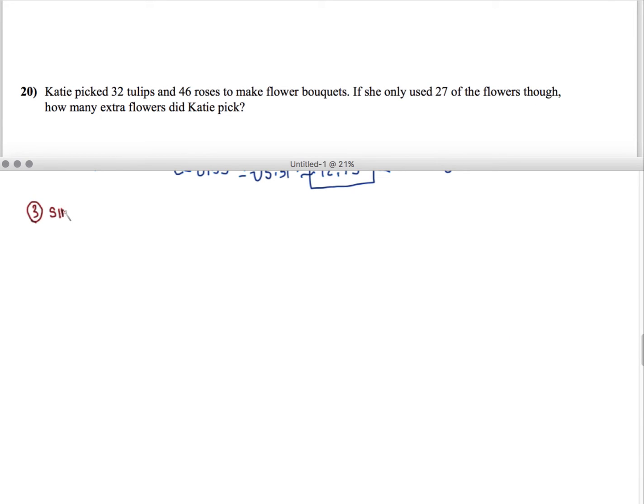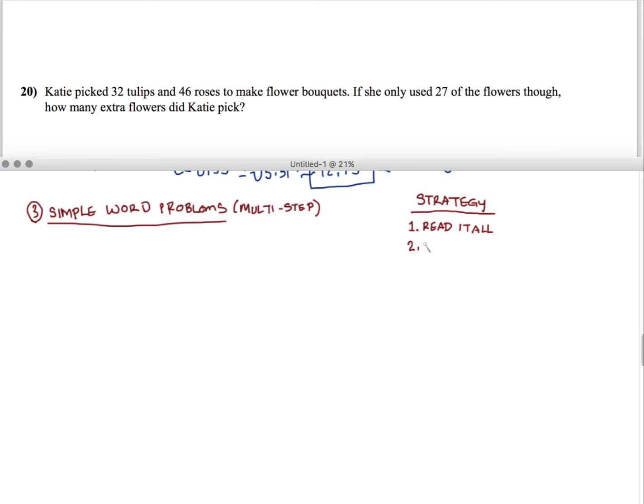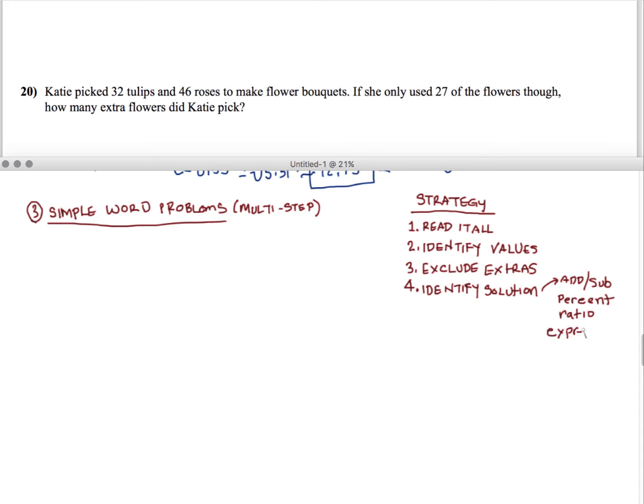Let's now go on to simple word problems, and that's multi-step problems. Now, let's not forget the typical strategy for word problems. First, read the problem, and of course identify the values, and then we exclude any extra values, and of course let's look for the answers. Okay, if we add, if it's a percent, a ratio, or an expression.